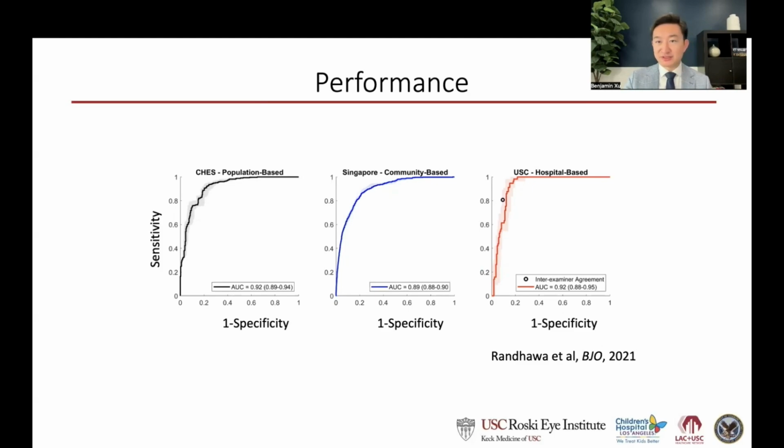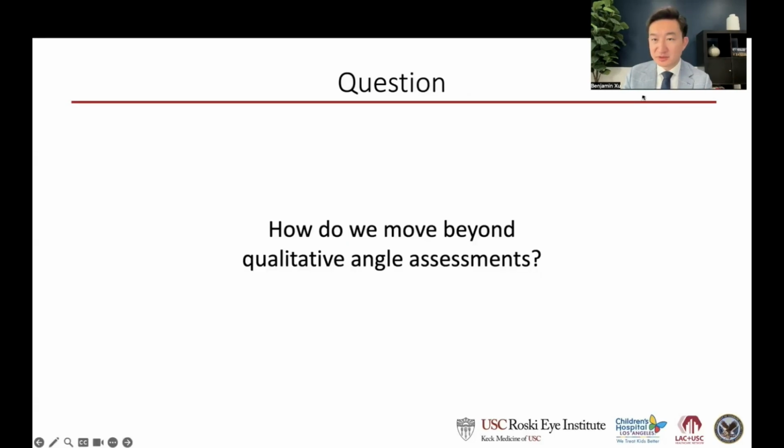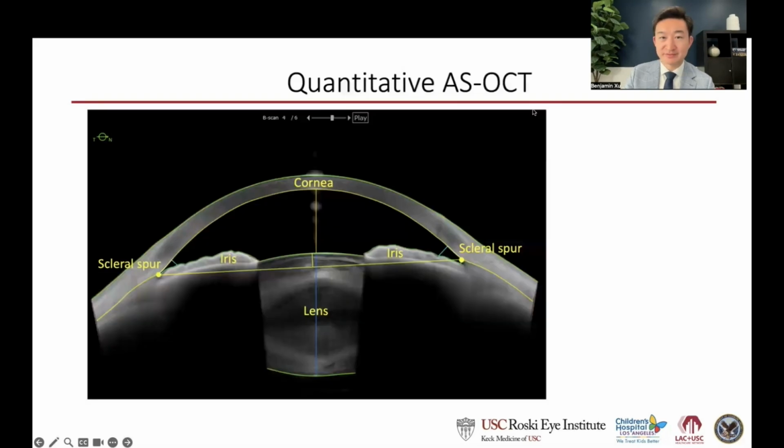Up until this point, I've focused primarily on describing AI algorithms that provide qualitative assessment of ASOCT images. That is, algorithms that determine whether an angle is open or closed. However, we more recently have been asking how we can move beyond these types of qualitative assessments in order to provide more precise care for our patients with angle closure. One potential solution is quantitative ASOCT imaging.